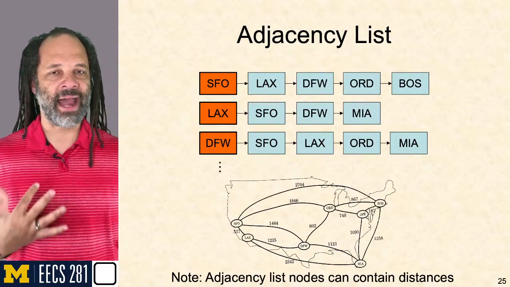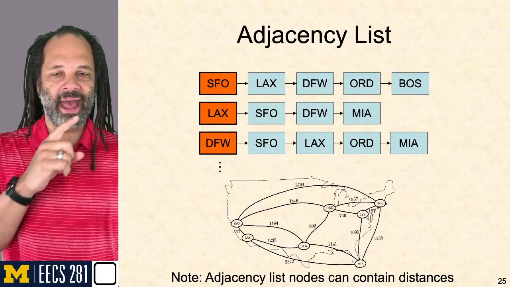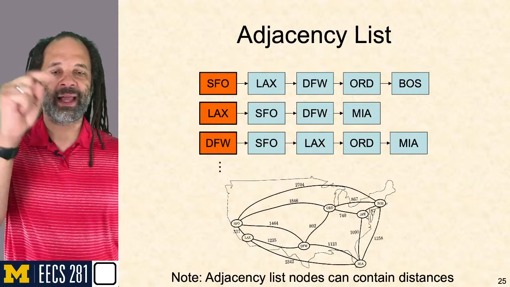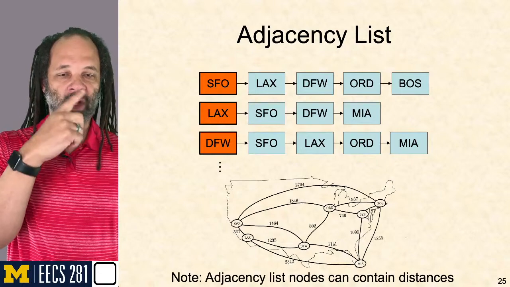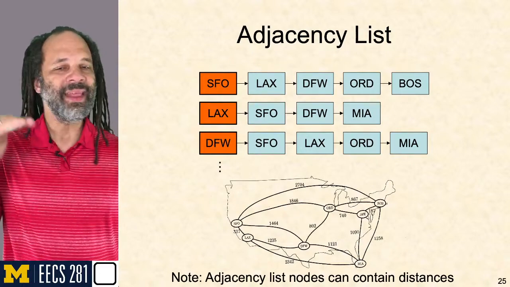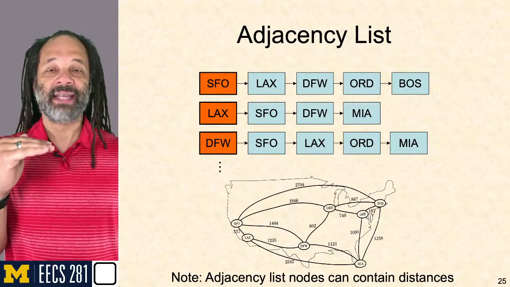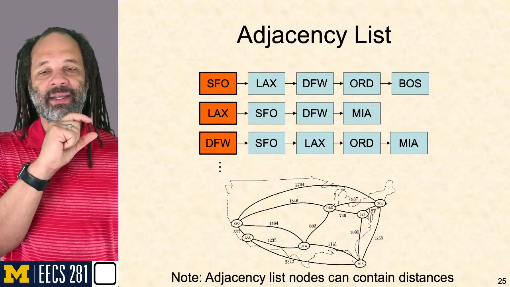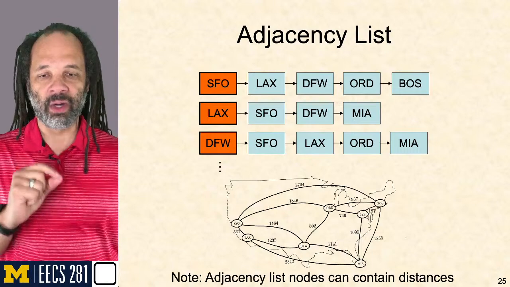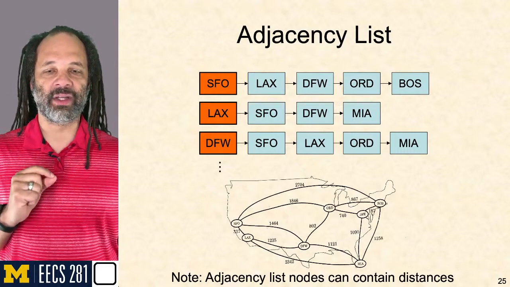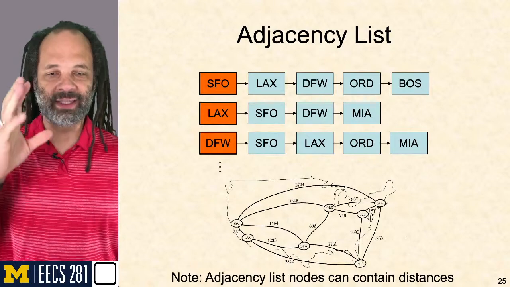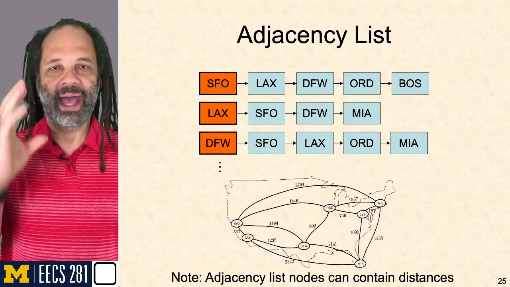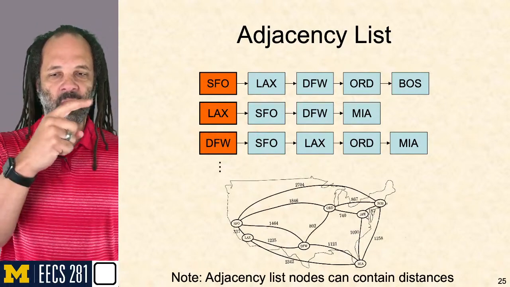So this is not a linked list in the sense that LAX points to DFW. Look in that first row. I see SFO points to LAX, LAX points to DFW, DFW points to ORD, ORD points to Boston. That does not mean that there is necessarily a path from LAX to DFW. What I'm trying to represent here with this adjacency list is from my starting location in the orange box, SFO, I have definite connections to all of the things in this list. So SFO is connected to LAX, SFO is connected to DFW, SFO is connected to Chicago, SFO is connected to Boston. That's what's going on in that top row there.